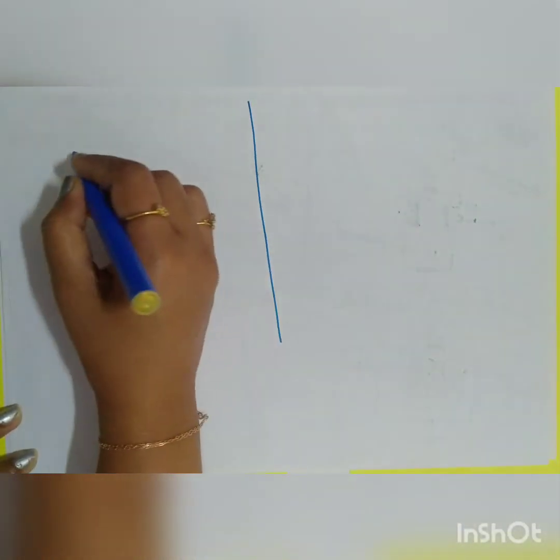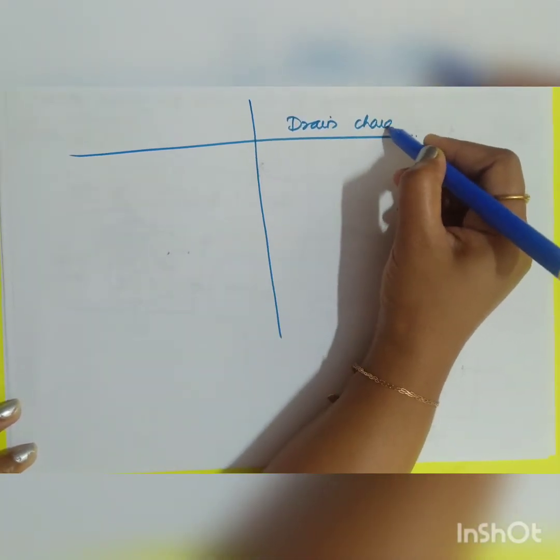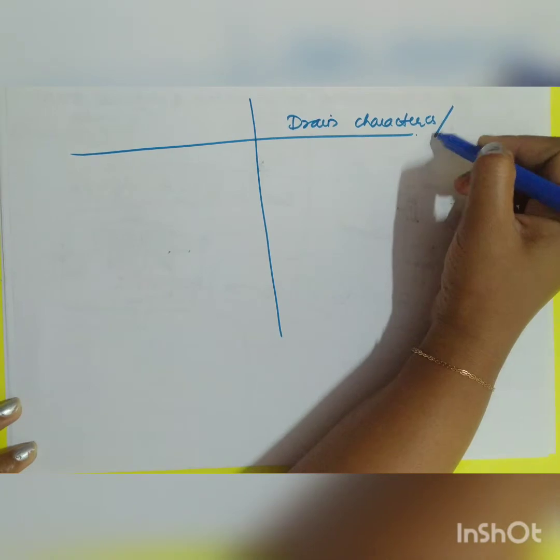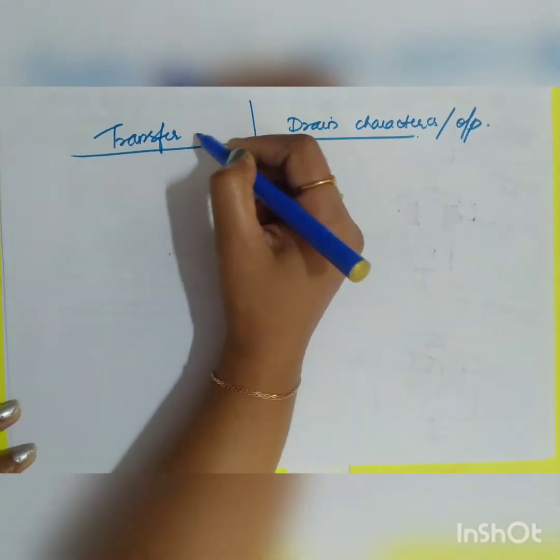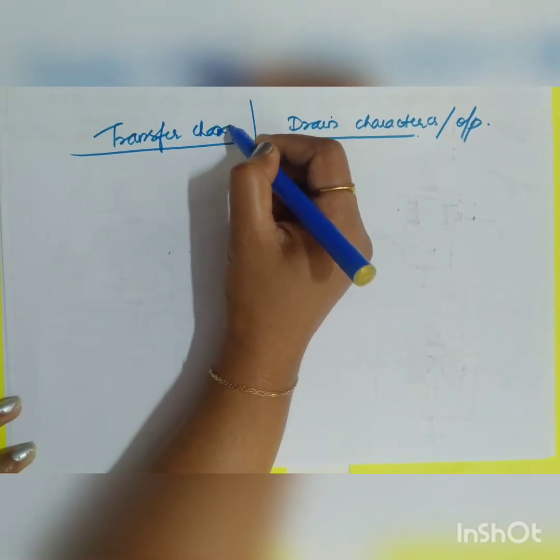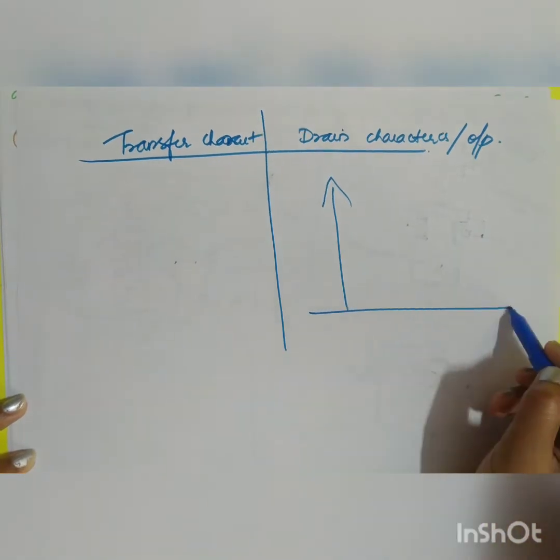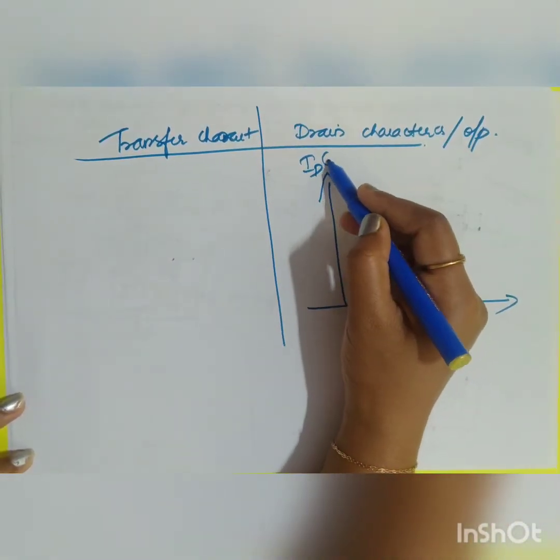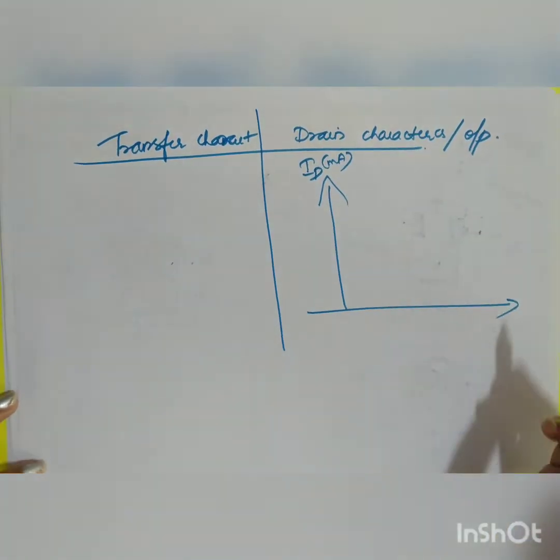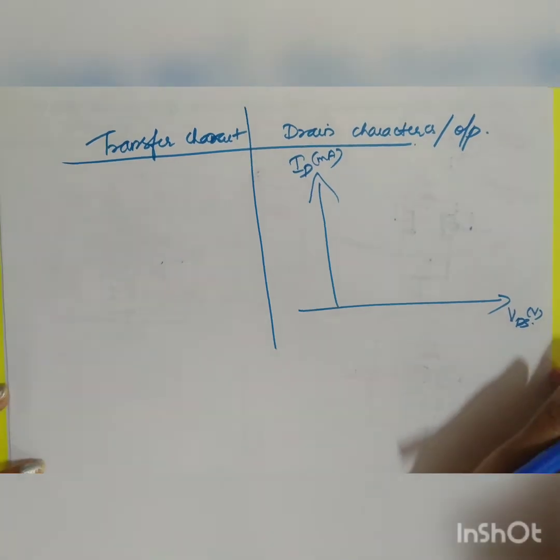So what are the two characteristics you have? One is called your drain characteristics, which is also called output characteristics, and the other one is called your transfer characteristics, or input characteristics, okay? So what are your output characteristics? It is the graph drawn between your output parameters. Here the output current is your drain current ID and the output voltage is VDS, in volts.